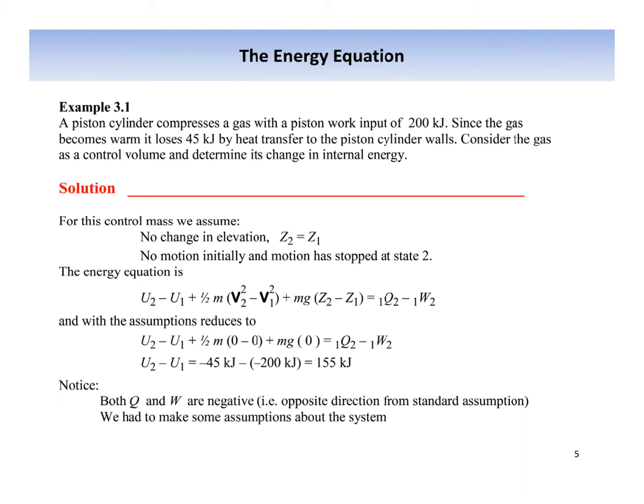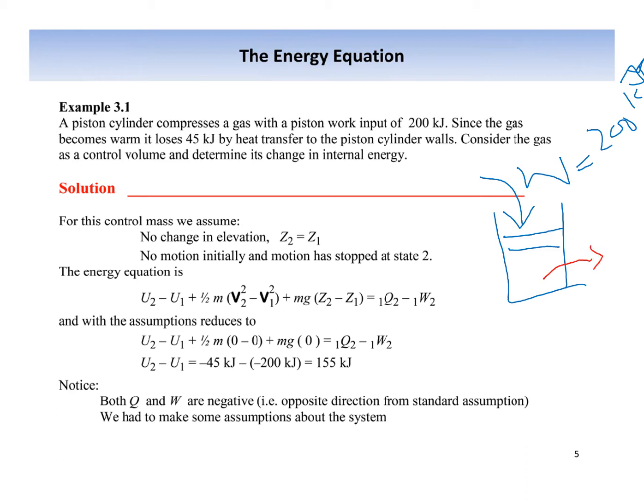So what we have over here is a piston cylinder assembly that contains a certain amount of mass, and during this process work is being done on the system of the amount of 200 kilojoules, and there's an amount of energy being transferred out of the system in the form of heat, and that is 45 kilojoules.